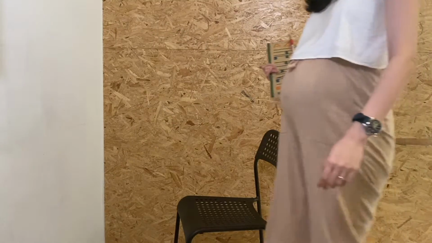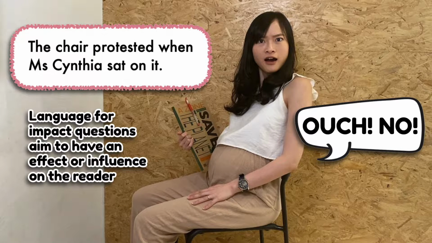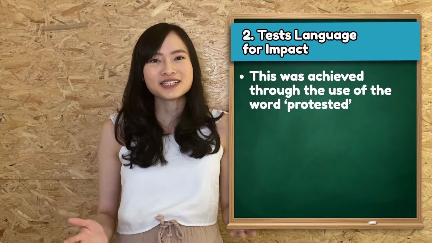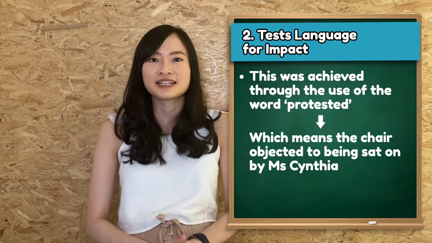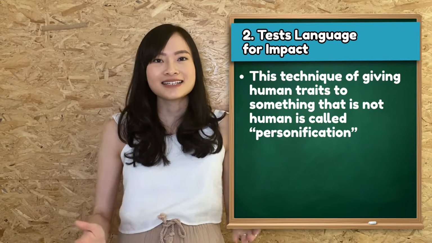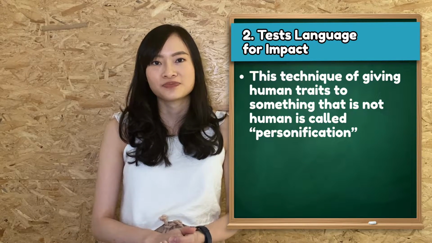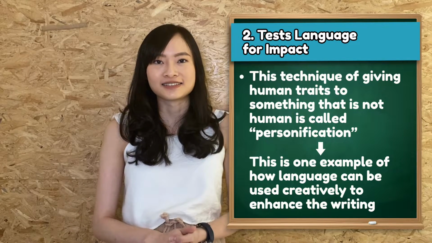The chair protested when Miss Cynthia sat on it. Ouch! Language for impact questions aim to have an effect or influence on the reader. In this example, the description is more impactful and aims to let the reader know that Miss Cynthia was heavy. This was achieved through the use of the word protested, which means the chair objected to being sat on by Miss Cynthia. This technique of giving human traits to something that's non-human is called personification. So this is an example of how language can be used creatively to enhance writing.